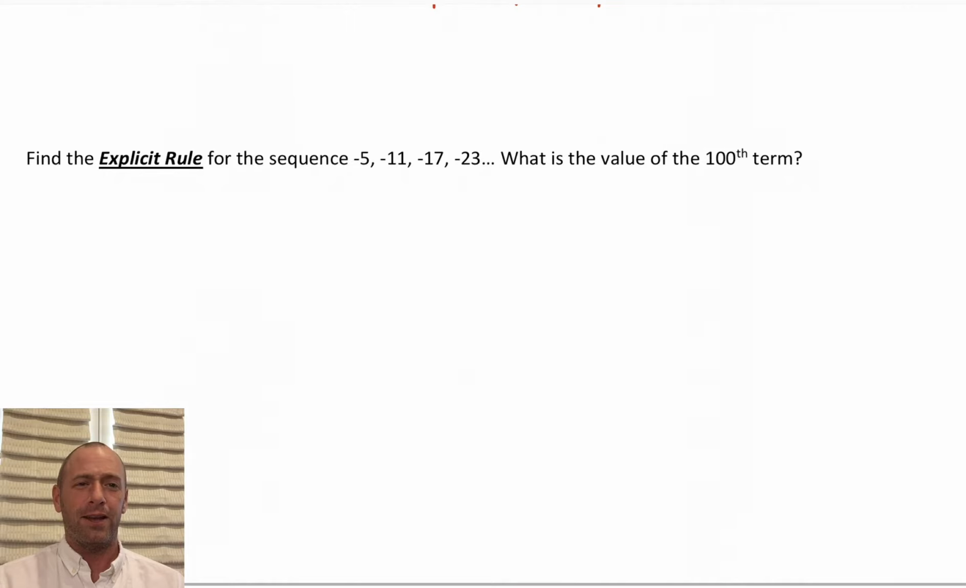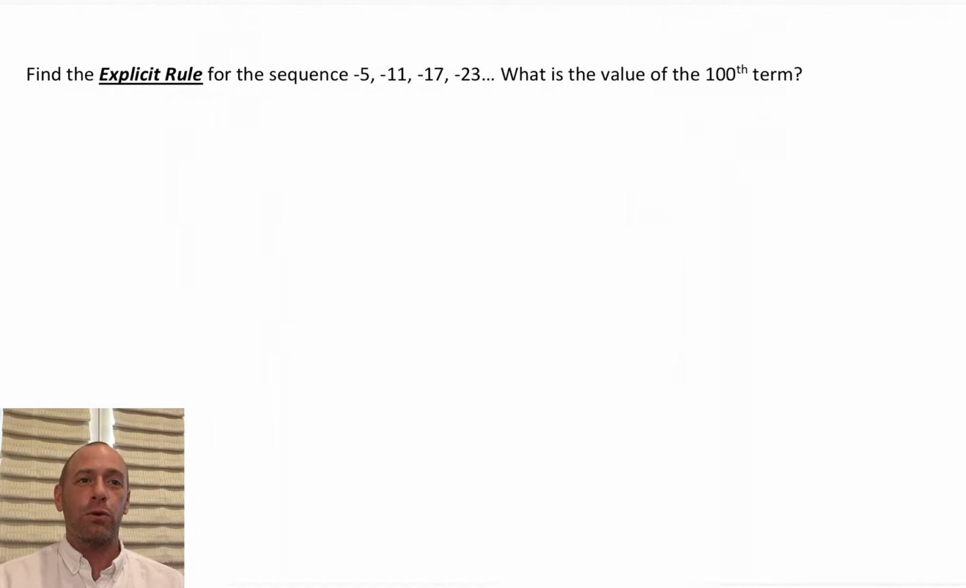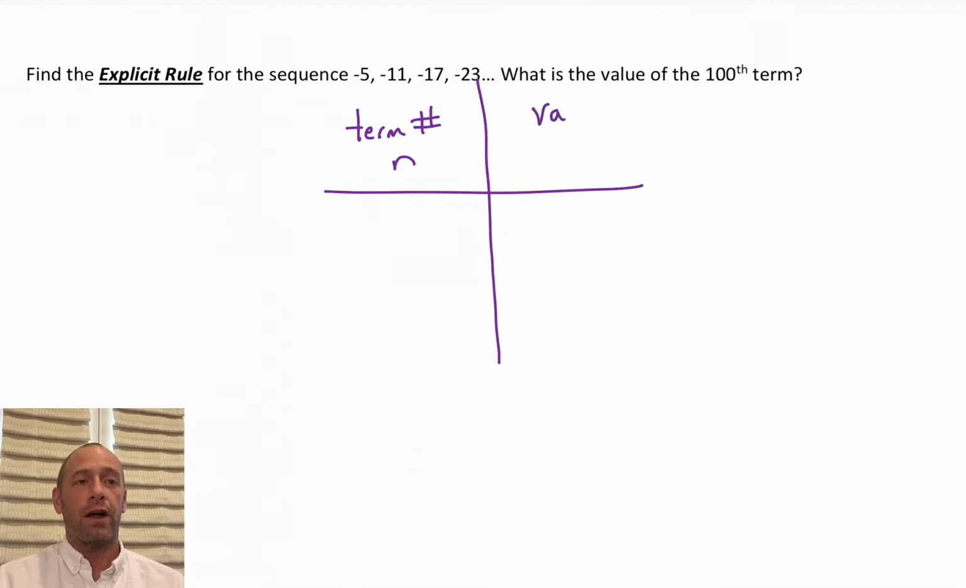So find the explicit rule for the sequence -5, -11, -17, -23. And then we're going to use that to come up with the value of the 100th term. Just like before, I'm going to write it as a table, our term number and the value of the term. So the first term has a value of -5. The second term has a value of -11. Third term has a value of -17, and the value of the fourth term is -23.